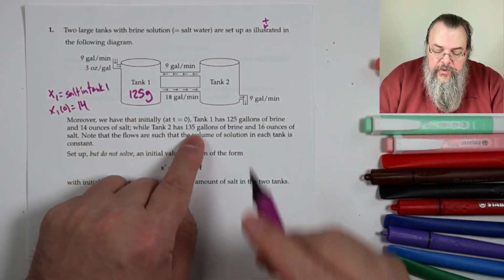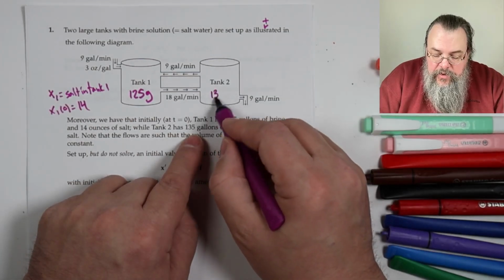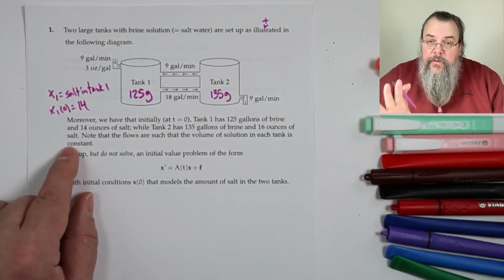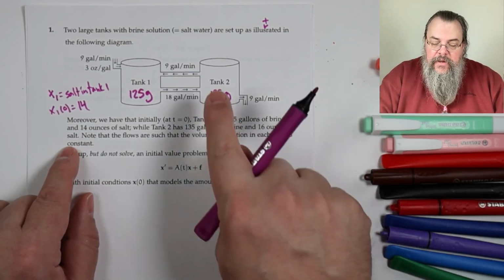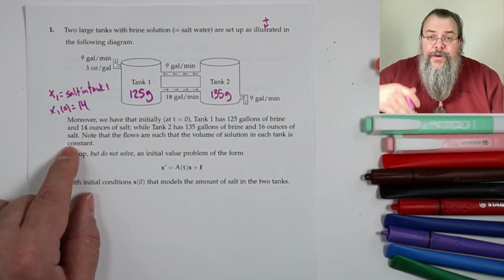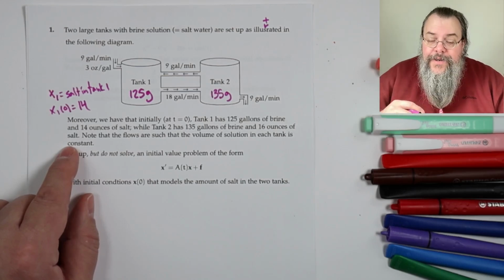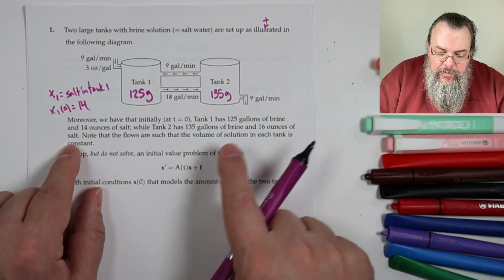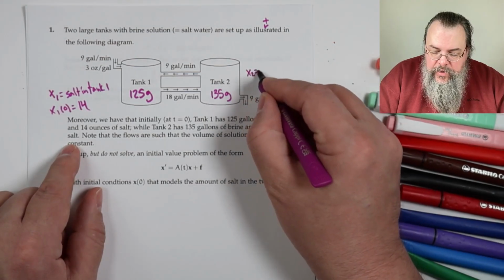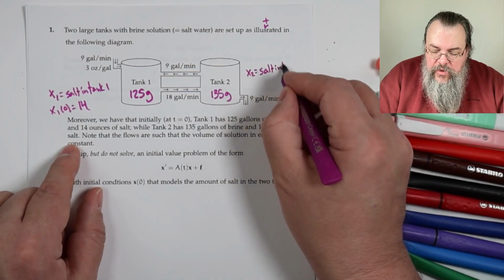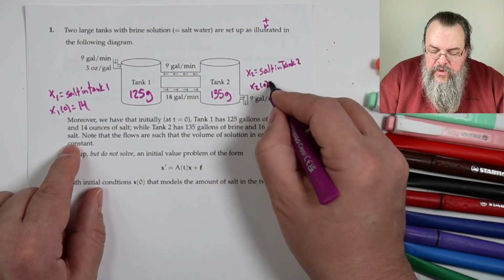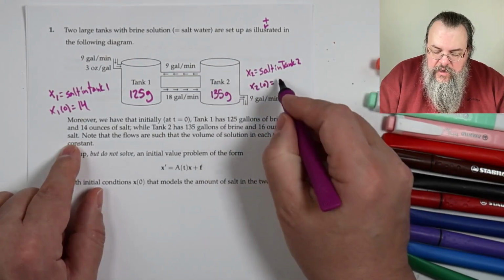Tank 2 has 135 gallons and 16 ounces of salt. Now remember, again, we're talking initially. It's always going to be 135 gallons because we're not changing the level of water. But the salt might change. So, same deal: x2 equals salt in tank 2, x2 of 0 equals 16.